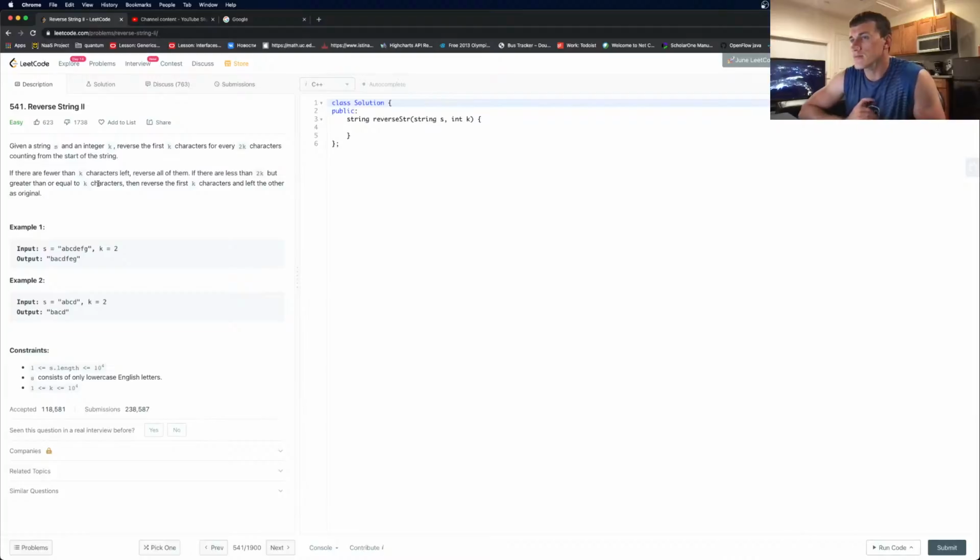Given a string s and an integer k, reverse the first k characters for every 2k characters counting from the start of the string. Reverse the first k characters for every 2k characters. All right, so in A, B, C, D, we reverse B, A, and E, F, whatever, we reverse F, E, right? So it will be B, A, C, D, F, E, G.